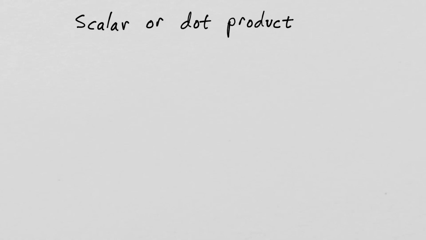We will now review vector multiplication. The first one we will look at is scalar or dot product.